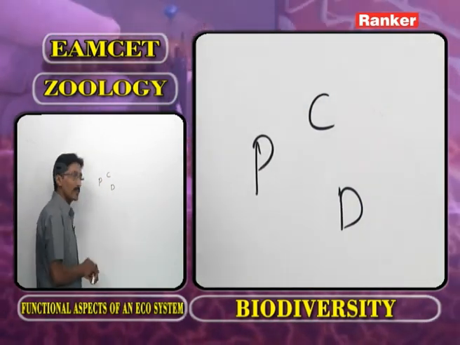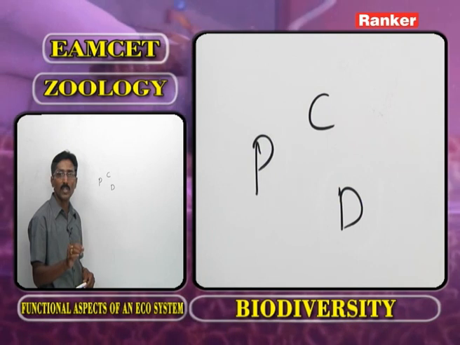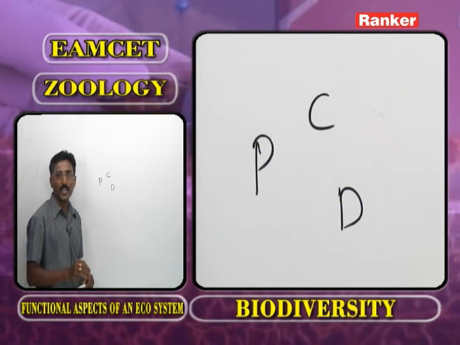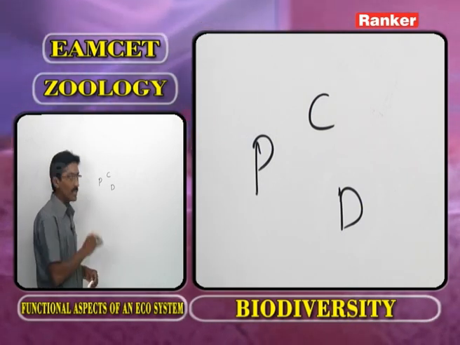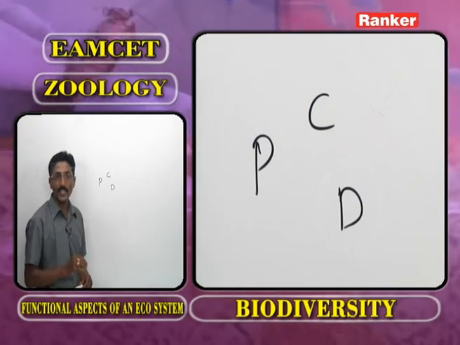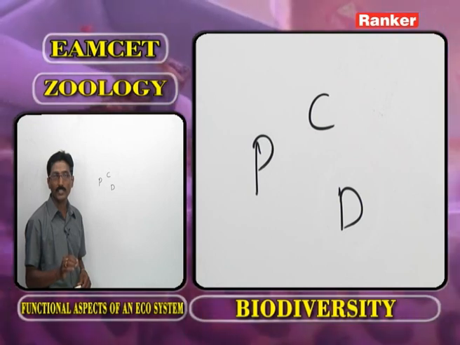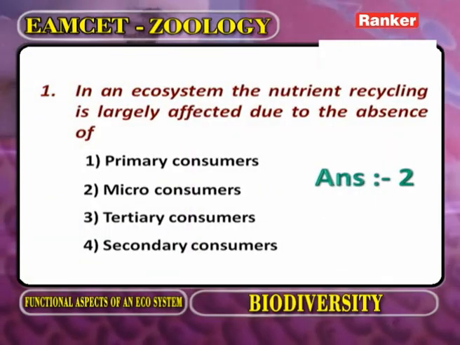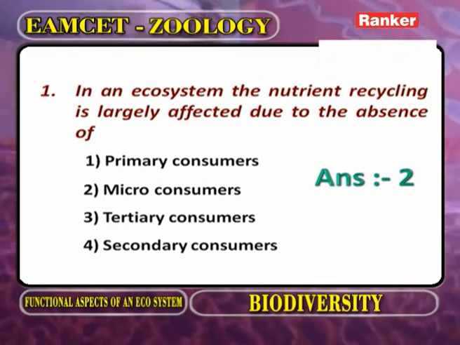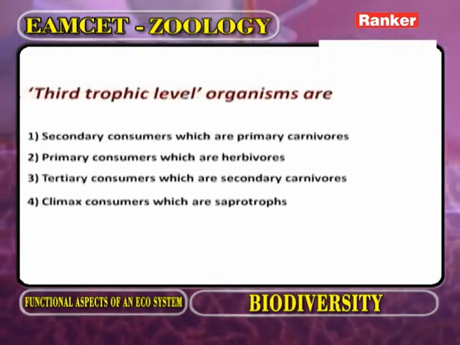What is the other name of decomposers? They are also called osmotrophs. They are also called micro consumers. Now, based on this information, what is the correct answer for this question? That is the micro consumers, also called osmotrophs, also called the decomposers. Now we go for the next question.